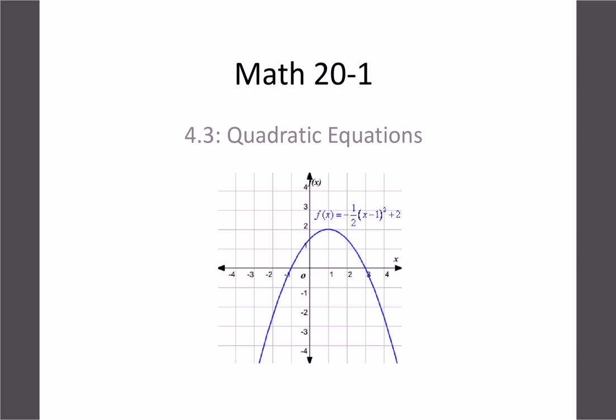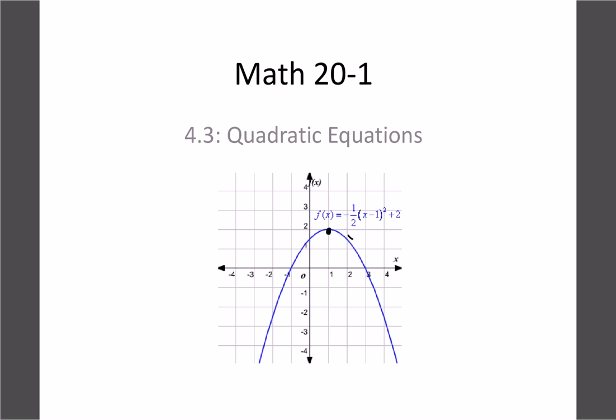Alright, today we're going to continue with our quadratic equations and graphs, but what we're going to do today, instead of getting the equation, figure out the graph features, we're going to work backwards. We're going to have the graph or coordinates of the graph, and we're going to try to figure out what the equation is.